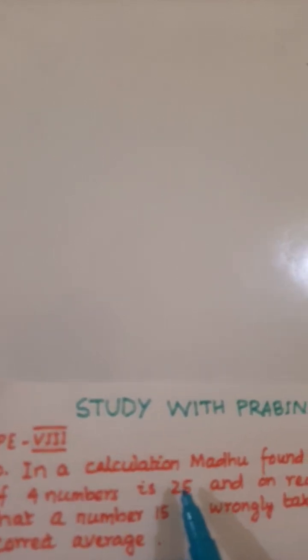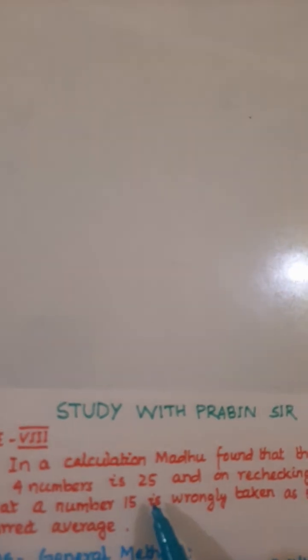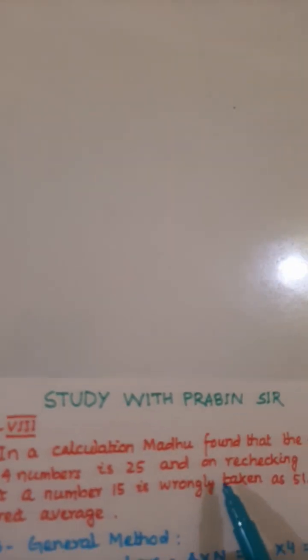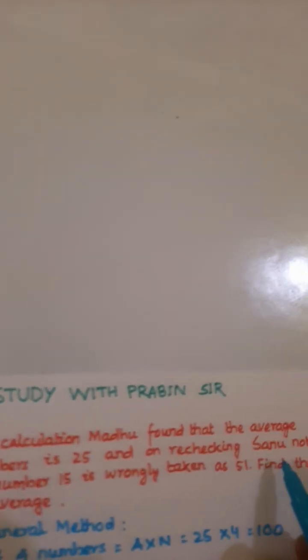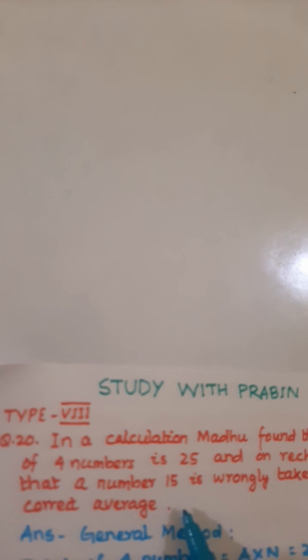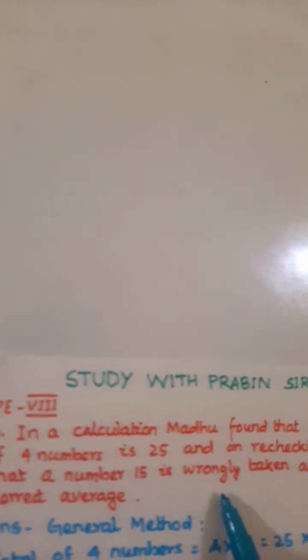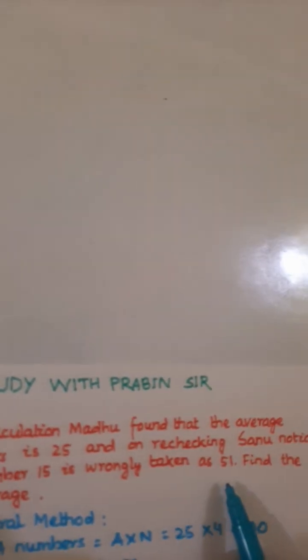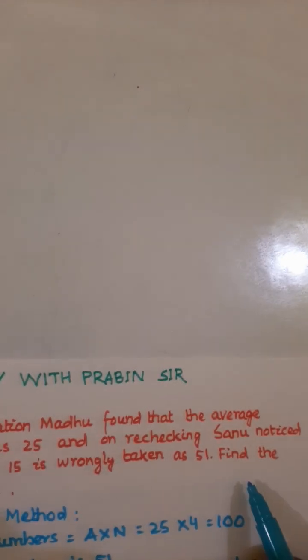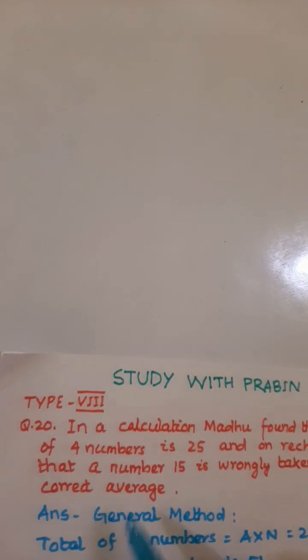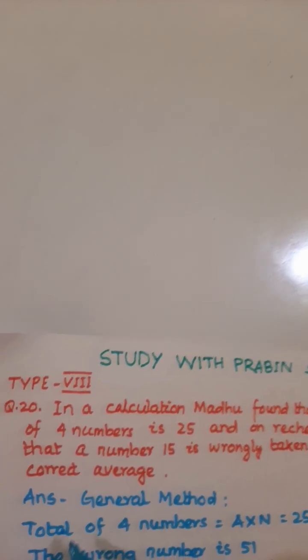In a calculation, Madhu found that the average of four numbers is 25. And on rechecking, Sanu noticed that a number 15 is wrongly taken as 51. Find the correct average. So first, the general method.